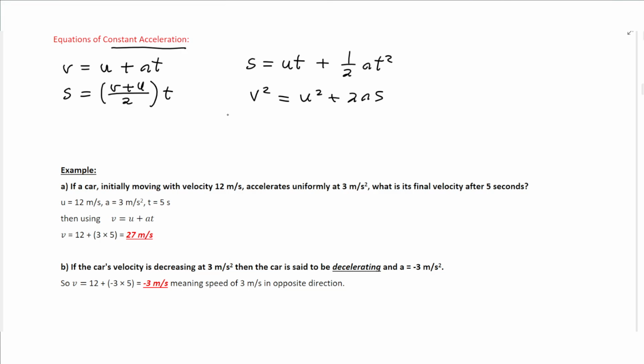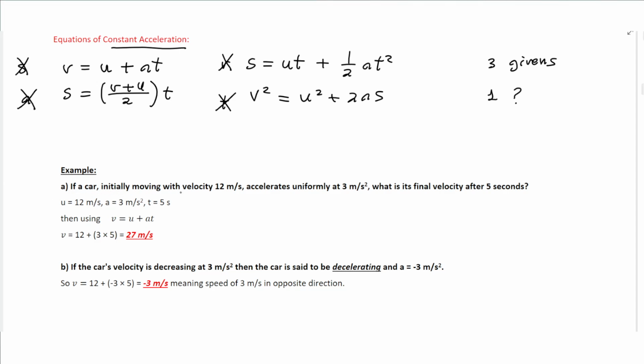According to which givens are given in the question, you should have 3 givens and 1 unknown, and 1 will be missing. Each one of these equations has something missing. For example, the first one you don't have s, the second one you don't have a, the third one you don't have v, the final velocity, and the last one you don't have time, t. According to the missing variable, you should use the equation that does not have that missing variable. We have 2 examples here.